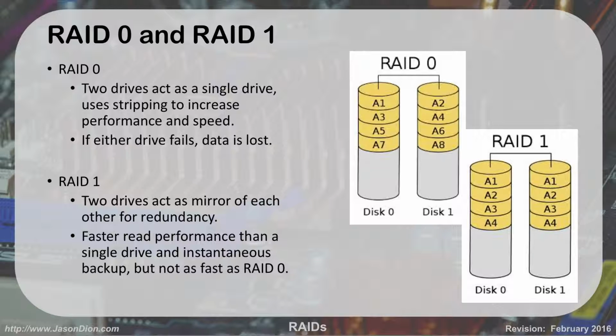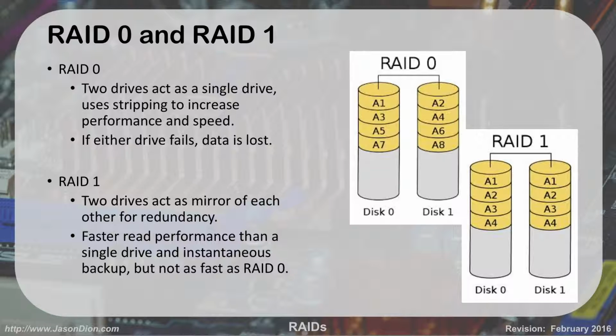So a RAID 0 has two drives that act as one single drive. As you can see from the picture here, they use what's called striping to increase the performance and speed. So if I take file A, which has eight parts that make up that file, I put the evens on disk 1 and the odds on disk 0, the drives now are sharing the load of accessing that large file. The problem with this is if you lose either one of those drives, you just lost half the file, which means the file is now inaccessible. So there's no redundancy with a RAID 0, it's all about speed. You get better speed and better performance.